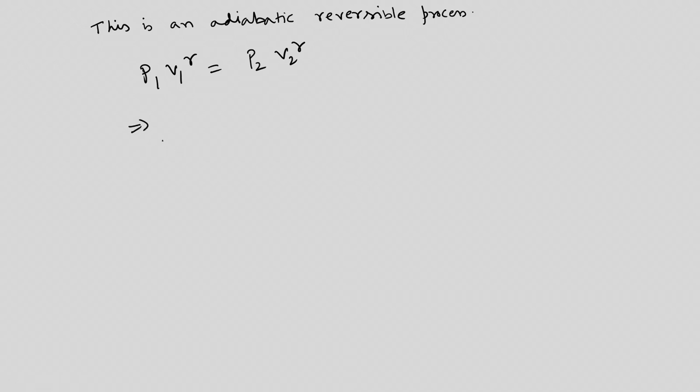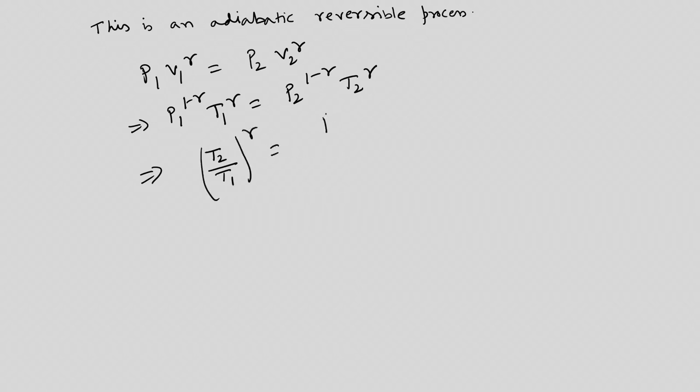And we know for adiabatic reversible process, P1 V1 to the gamma is P2 V2 to the gamma. And if we substitute the value of V1 here, we get P1 to the 1 minus gamma times T1 to the gamma is P2 to the 1 minus gamma and T2 to the gamma. So, we get T2 by T1 to the gamma is P1 by P2 to the 1 minus gamma. And if we substitute all these values, we get T2 is 118.76 Kelvin.